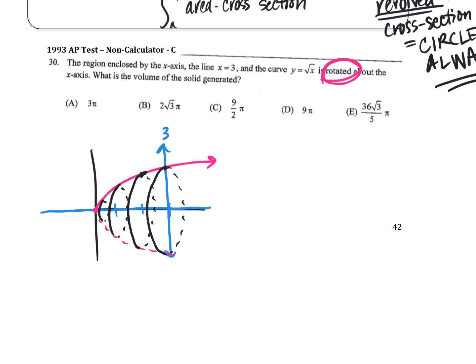They want the volume of this solid. It's non-calc. We got this. How do I find the volume? It's just the area of the cross-section, and the cross-section is a circle. Area of a circle, pi r squared. What's my r here? It's just my function. So it's just x. Root x squared will just leave me with x. Let's talk about those x bounds: 0 to 3.